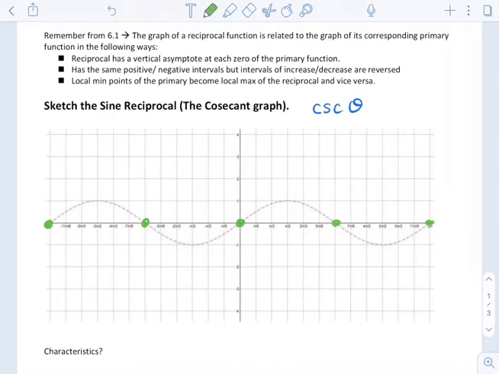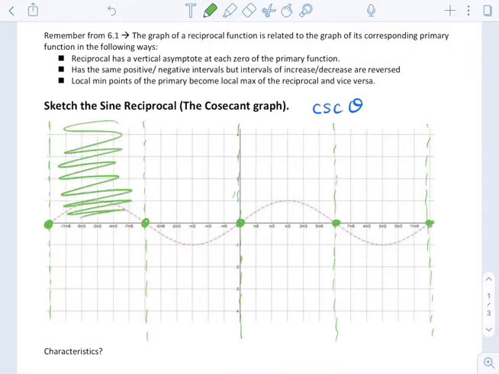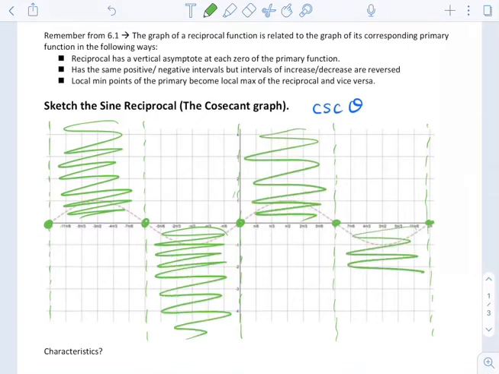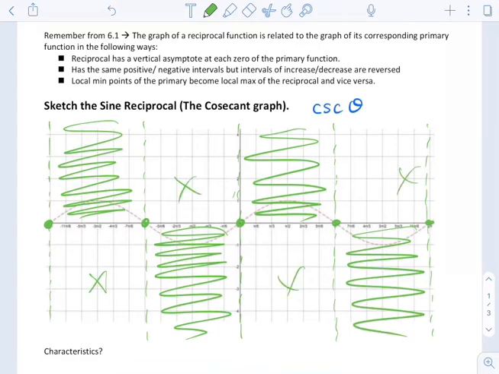If we're trying to graph its reciprocal, its reciprocal should have vertical asymptotes at those x-intercepts. What else does it say? It says they have the same positive or negative intervals, but intervals of increase or decrease are reversed. So sine is positive here, so our graph's going to be positive here. Sine's negative here, sine's positive here. So our graph is going to be in the same parts of those squiggly sections of the graph. It's not going to be in these four areas.